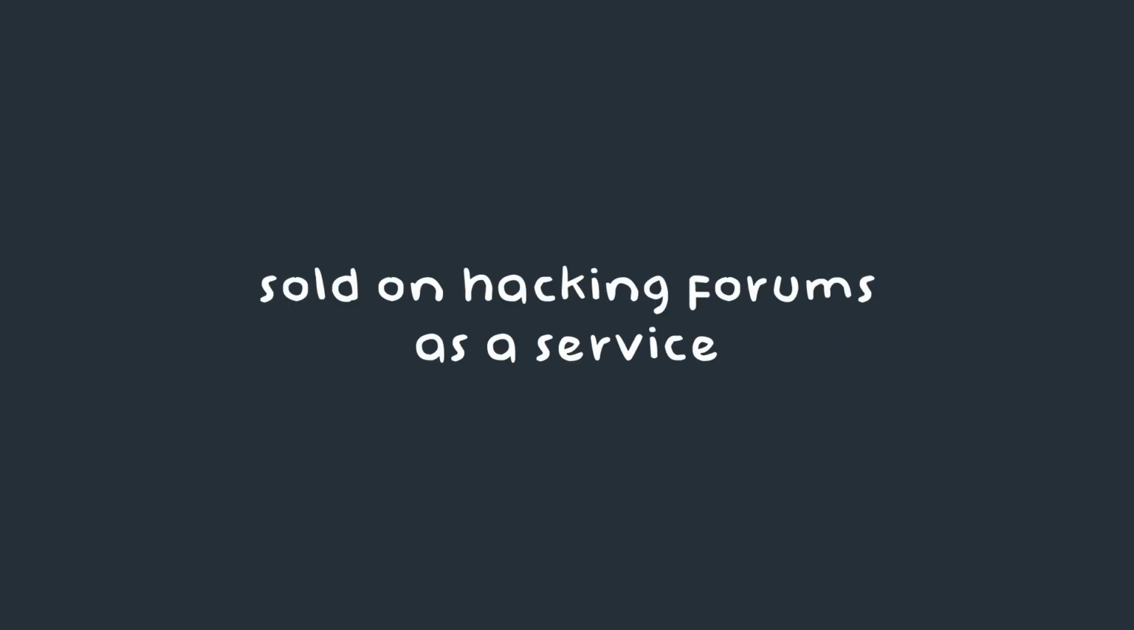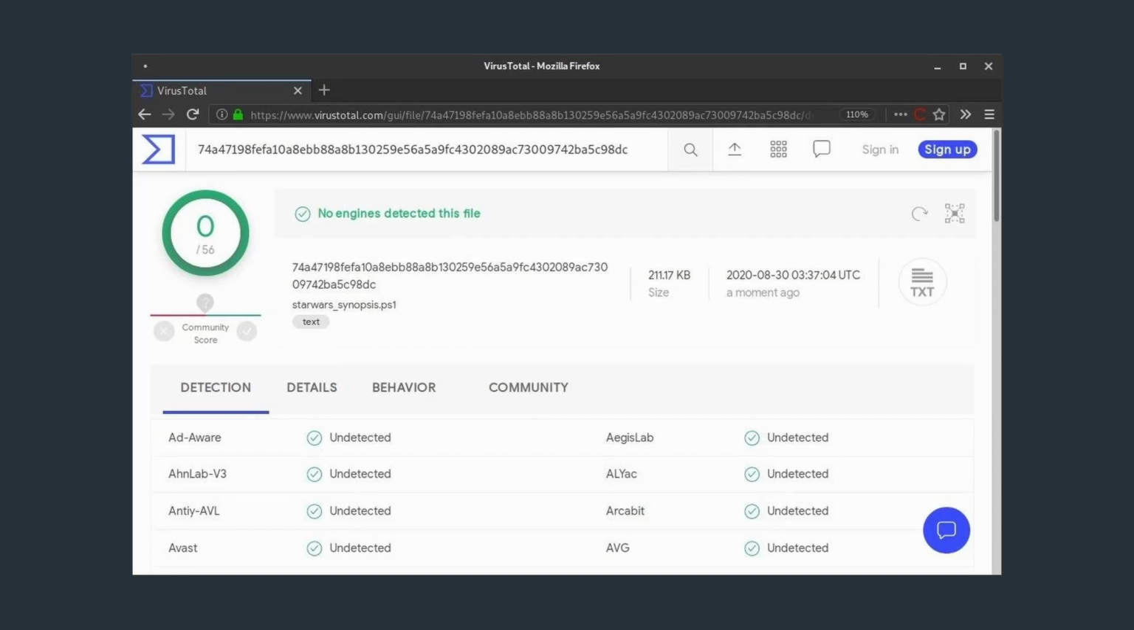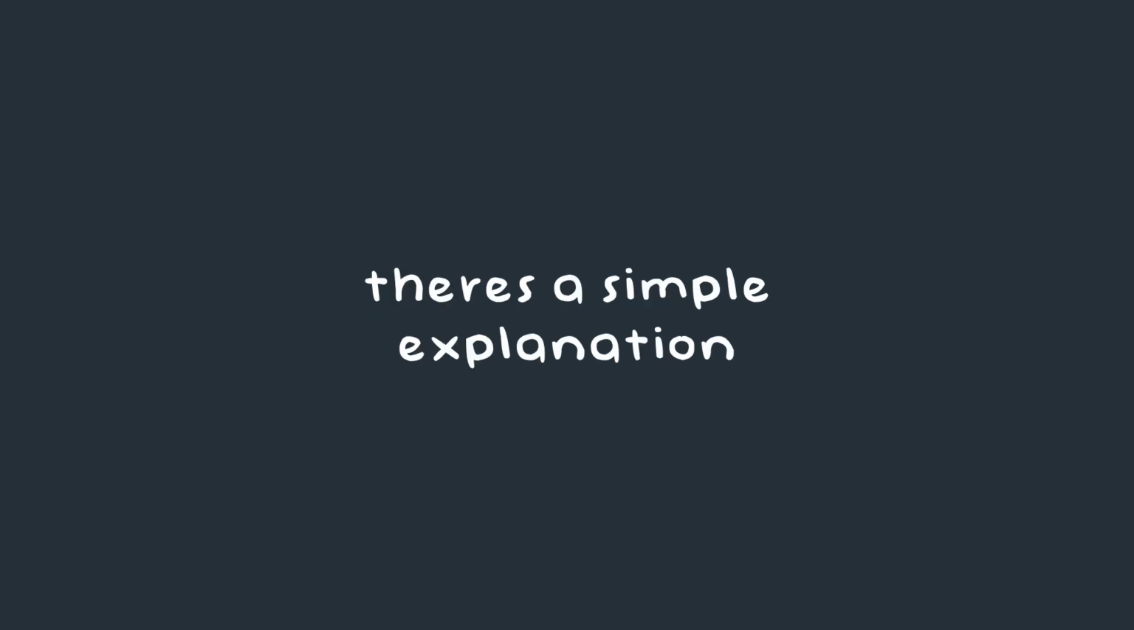Anyway, crypters are sold on hacking forums as a service to make other hackers' malware harder to detect. A term that these crypter sellers like to throw around is FUD, or fully undetected. If you have a brain, you can already tell this is a sales term. It's used to flaunt zero detections on VirusTotal. Most of the antivirus engines on VirusTotal from security vendors are static, but crypters are effective dynamically, so it's pretty easy to not get any detections and it's not impressive. So that's a really simple explanation for crypters.